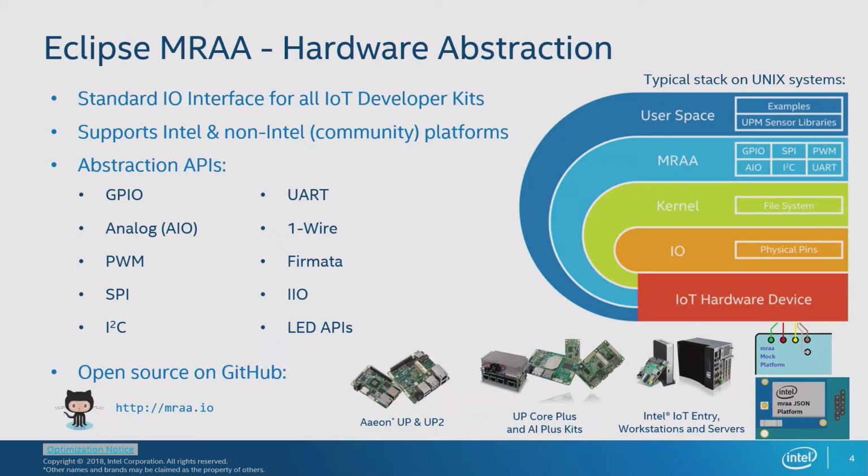And the boards, I have them at the bottom of the slide. Lately, we've been working a lot more with Aaeon, things like the UP and their UP Squared board, as well as some of their kits, and more recently, the UP Core Plus and AI Plus kits, as well as a couple of Intel entry workstation and server platforms. So they do span pretty much all the way from the edge to gateways and more powerful devices. I guess Frederick was showing you earlier the slide with MRAA and UPM being abstraction layers for the edge, but really they go beyond that as well. You can use them on more powerful systems, and I'll get into that as we move along.